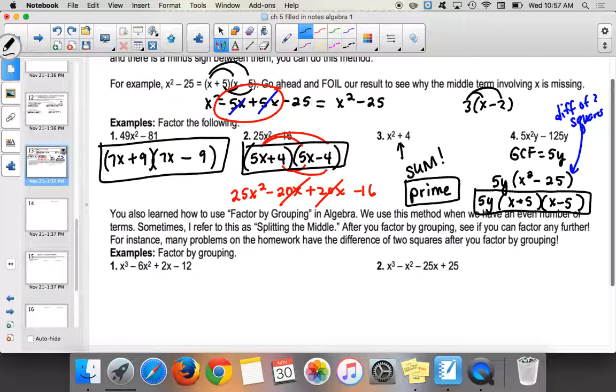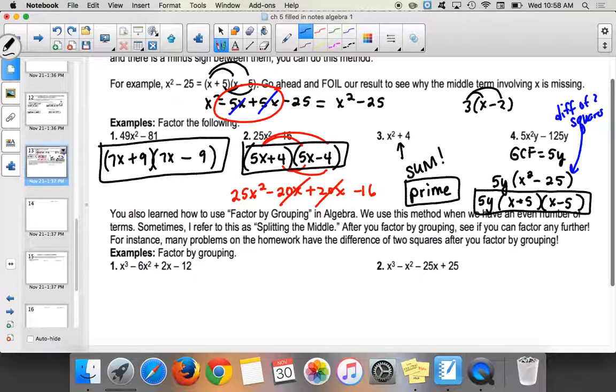All right, and then the last method we're going to learn today is called factor by grouping. The way that you can tell you're going to factor by grouping is if you have 4 terms, or 6 terms, or 8 terms. So if you have an even number of terms, besides 2, where you look for the difference of two squares. Usually in Algebra 1, it's going to have 4 terms. So we have 4 terms here. And I always call this split the middle. So factor by grouping, I always say split the middle.